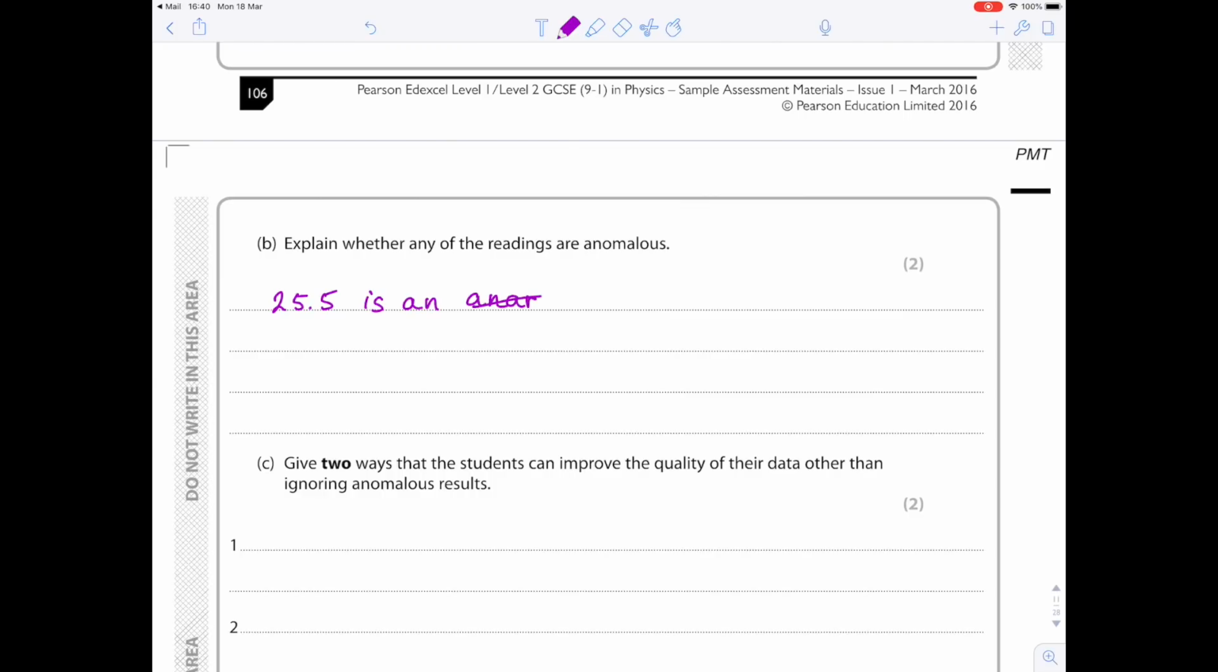I can't spell anomalous, oh my goodness. There we go. Because it is much higher when compared with the other results.